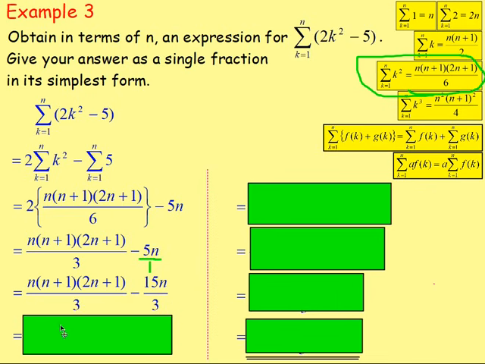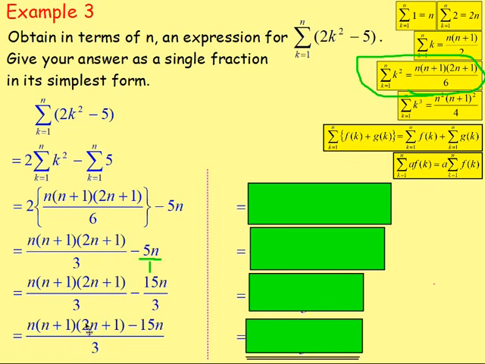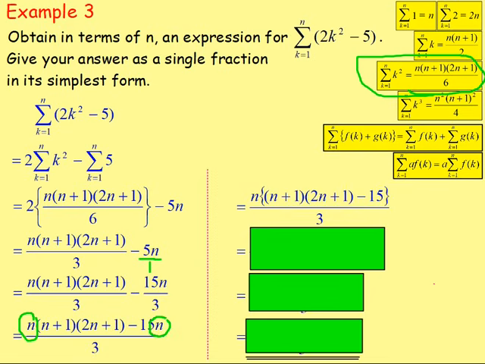After that, because the denominator is the same, you can put the numerators together. So we've got n plus 1, 2n plus 1, and we'd be taking away 15n. What could you do next with that? Perfect. You can always take out a common factor of n. You've got an n here and another n here. So taking that out, that'll give us n times n plus 1 multiplied by 2n plus 1, and then we'd be taking away 15. And that'll still be over 3.